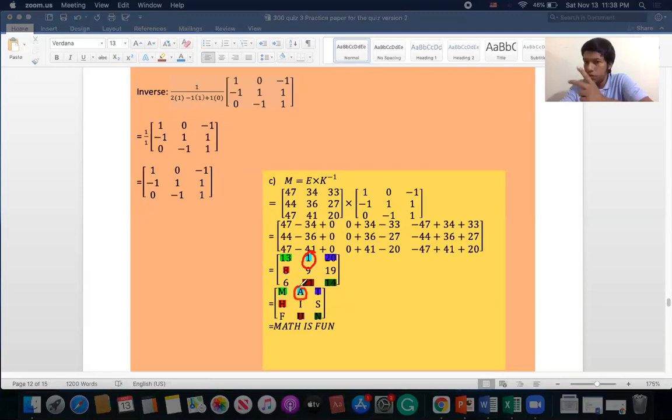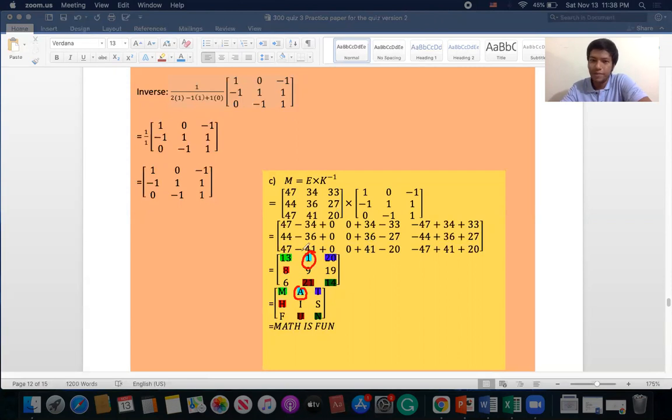If you get 2, this will mean B. If you get 3, this will mean C. A, B, C, D. D means 4. So by converting all these numbers into alphabet, we find M, A, T, H, I, S, F, U, N, which means that math is fun. So we get it like this.